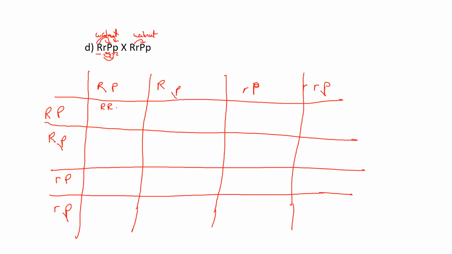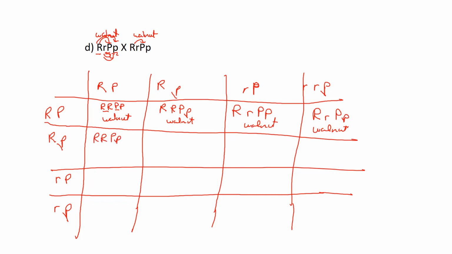Capital R, capital R, capital P, capital P. We know if R and P are together, it's a walnut. Okay, capital R, big P, little p, same thing, walnut. Capital R, capital P, that's walnut. A lot of these are going to be walnuts. Capital R, capital P, little p. In fact, this whole row is walnuts there. Okay, capital R, capital P, little p, that's a walnut.